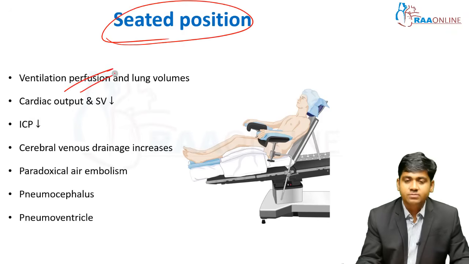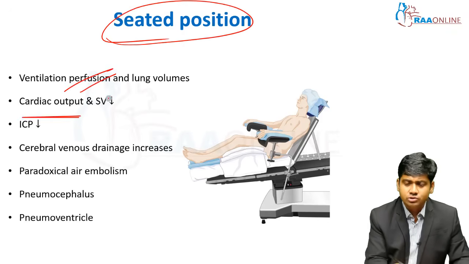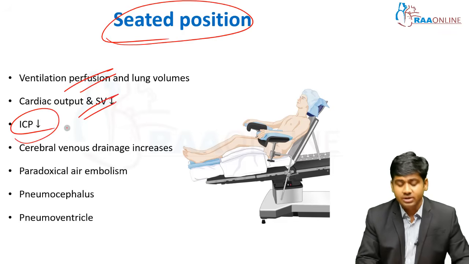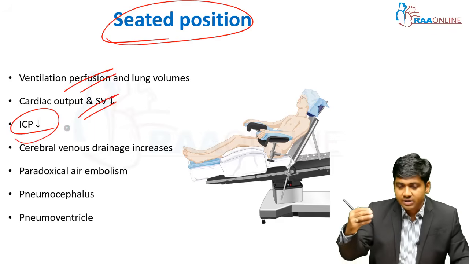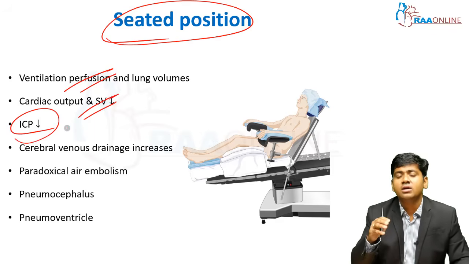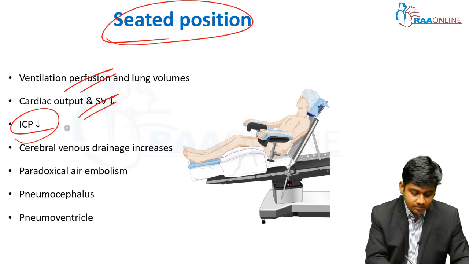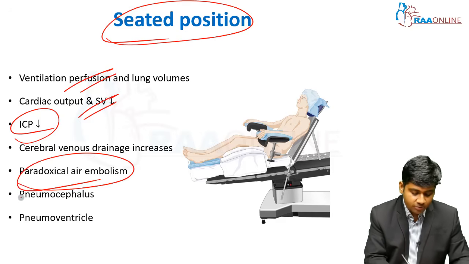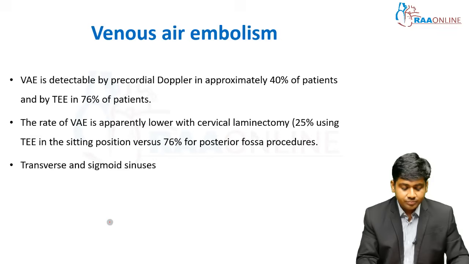In the sitting position, there is a decrease in venous perfusion and lung volume. Cardiac output and stroke volume definitely decrease. There is a decrease in ICP, so better surgical exposure in brain surgeries. It will increase venous drainage, so the chances of cerebral edema and oozing are also very less. Paradoxical air embolism is a very dreaded complication of the sitting position. There are chances of pneumocephalus and pneumoventricle.